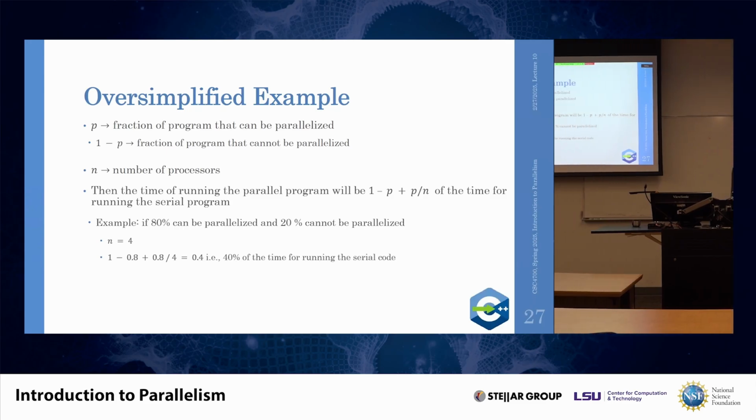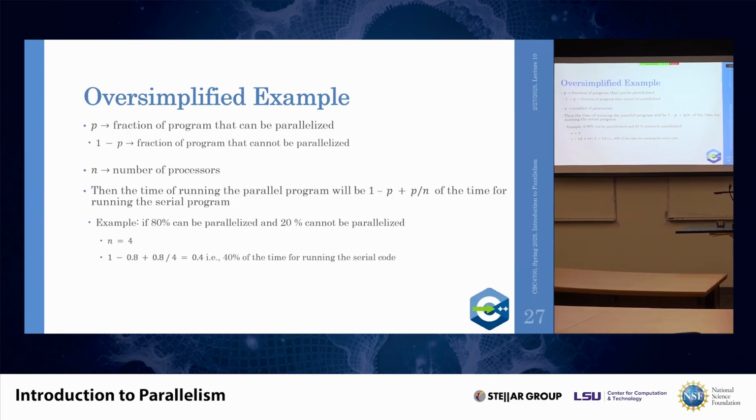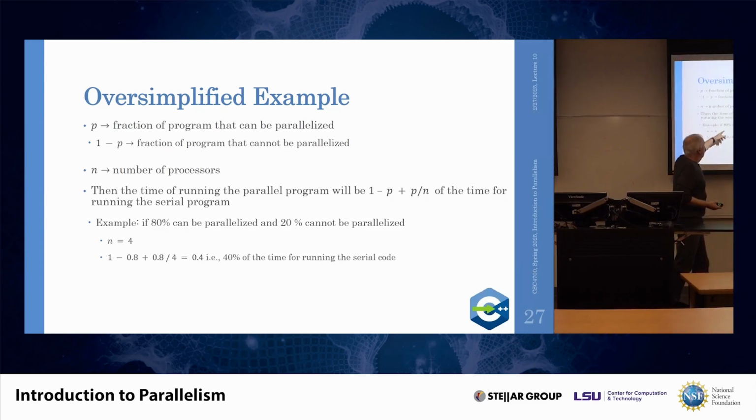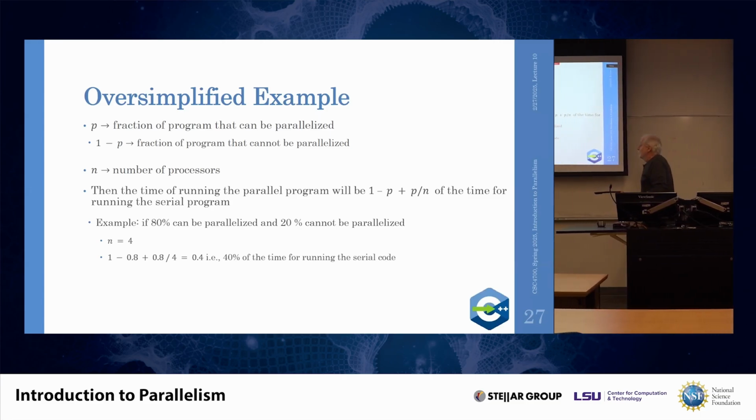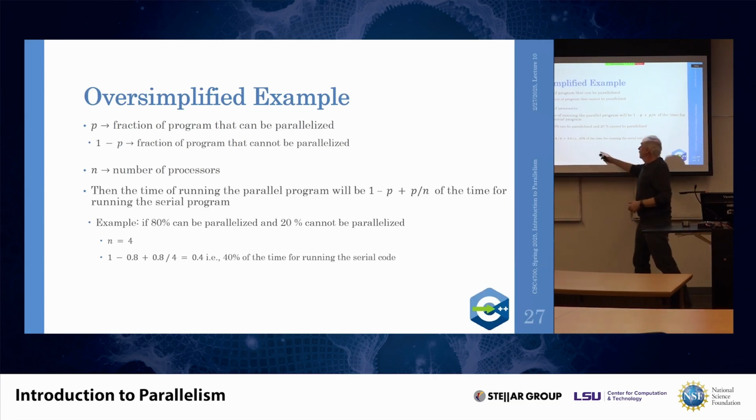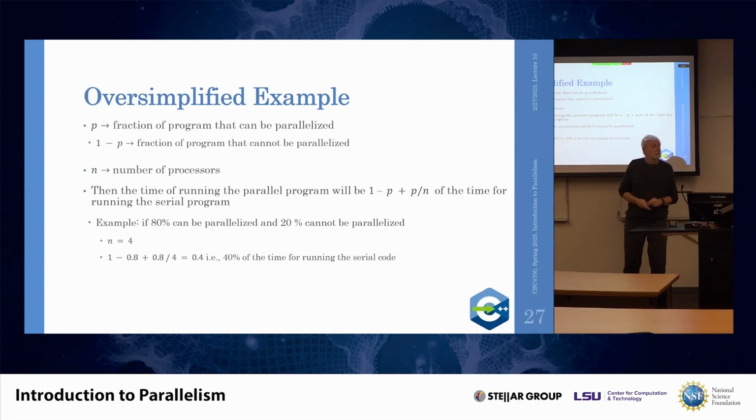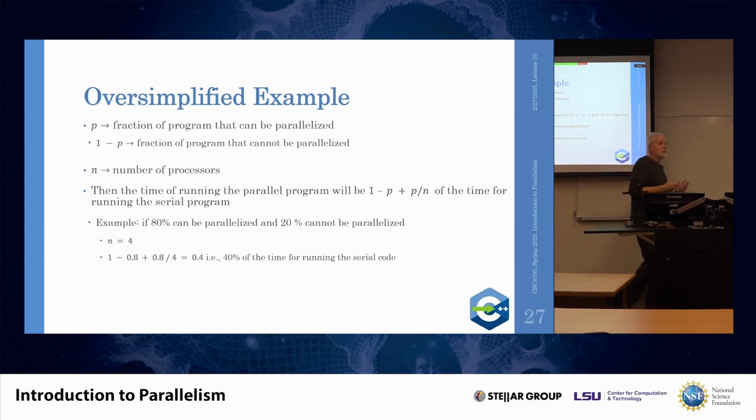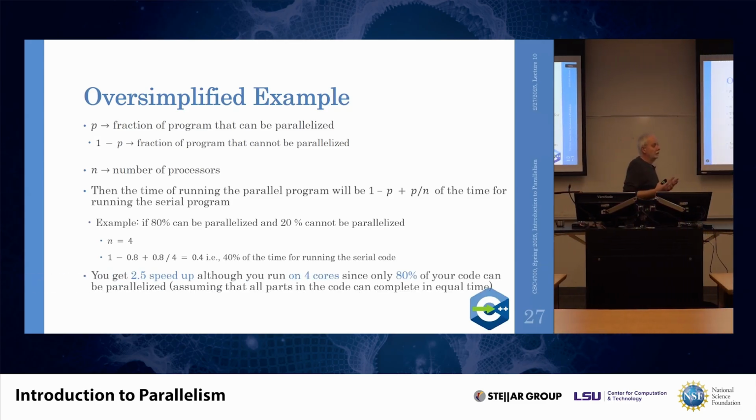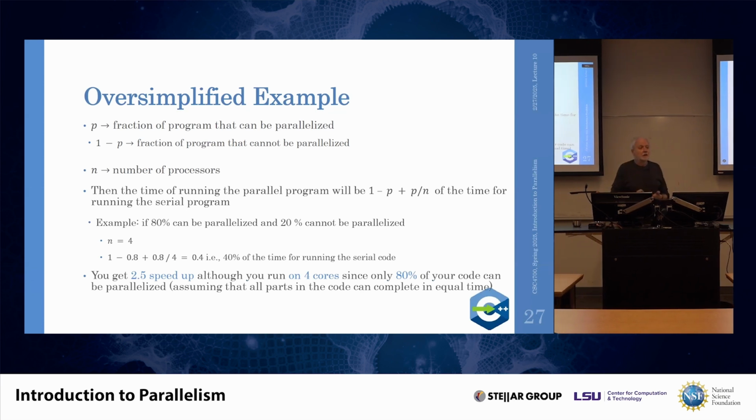If you put in some numbers and say, okay, I have four processors and 80% of my code can be parallelized, then the resulting code will run at 40% of the time compared to the sequential code. So it will run 2.5 times faster than the sequential code.